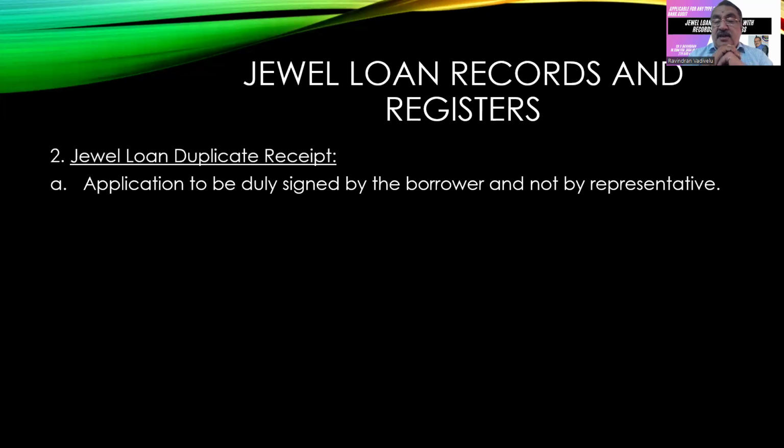Then the application regarding the issue of a duplicate receipt should be signed by the applicant only and not by any representative. In case the loan is availed by the father and the daughter comes to the bank and says, sir, my father has lost the jewel loan receipt, so kindly issue the duplicate receipt, then the branch should not issue the duplicate receipt. The application has to be signed only by the borrower.